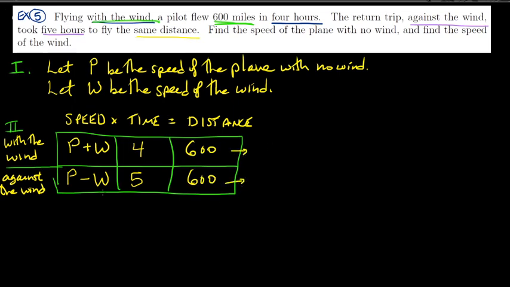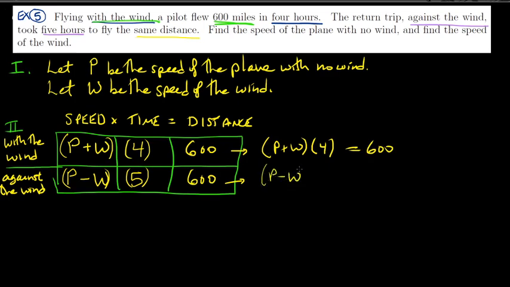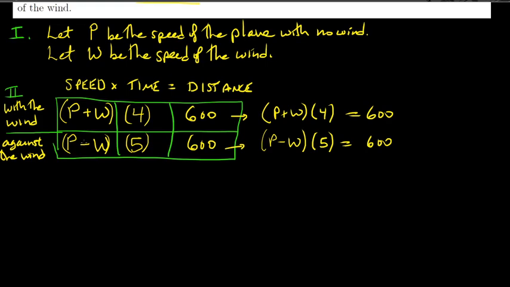All right. So I hope that helps. You fill in the table, and then remember you're multiplying speed times time. So I'm going to use parentheses. p plus w times 4 is equal to 600. And then the second row becomes the second equation. p minus w times 5 equals 600. So those are our two equations.